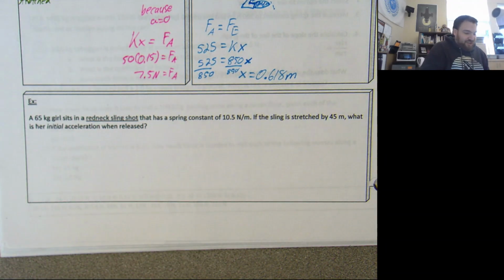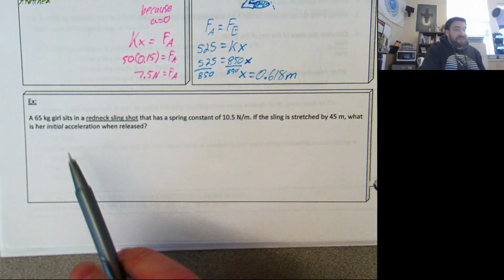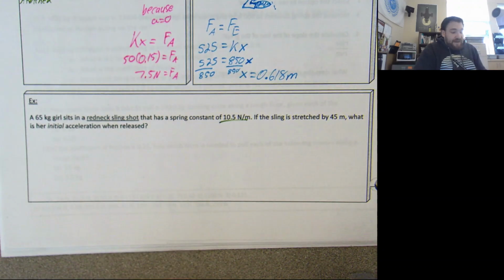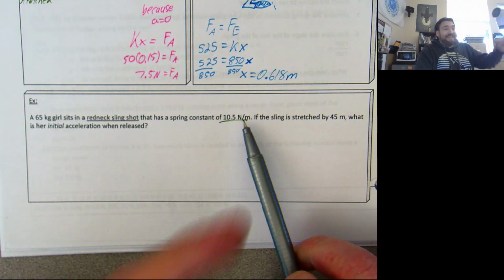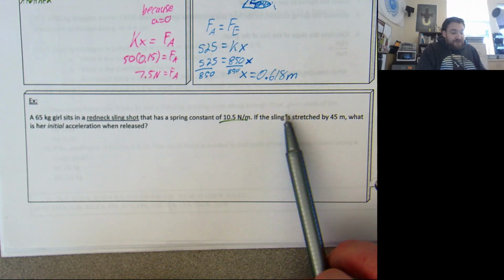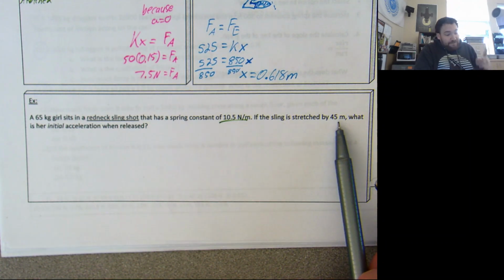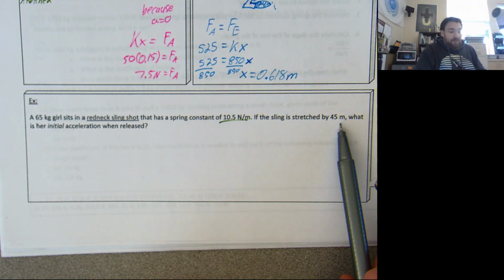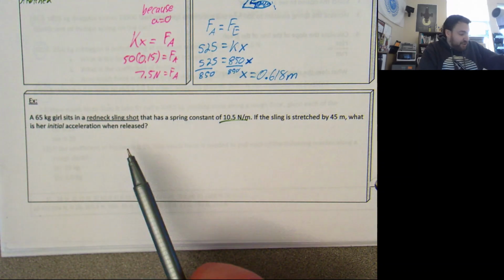Boy. So, redneck slingshot. A 65-kilogram girl sits in one of these things that has a spring constant of 10.5 newtons per meter. What that means is, for every meter you want to extend this thing, you have to exert 10.5 newtons of force. If the sling is stretched 45 meters, that's incredible. What is her initial acceleration when released?